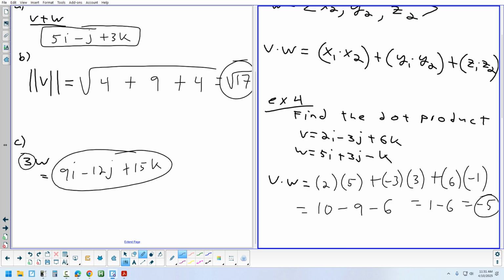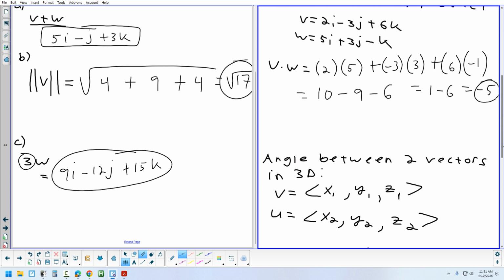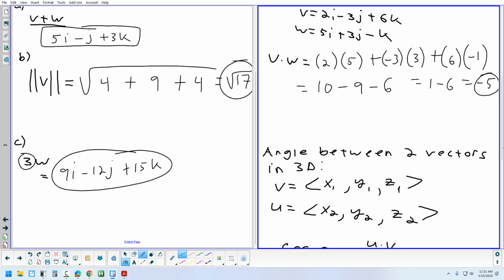All right, that's how you find the dot product in 3D. Any question on how we just did dot product? All right, and the last thing we looked at was an application of the dot product. What did we do with it? We used it to find the angle. So angle between two vectors in 3D.